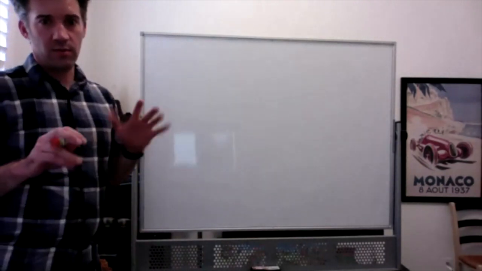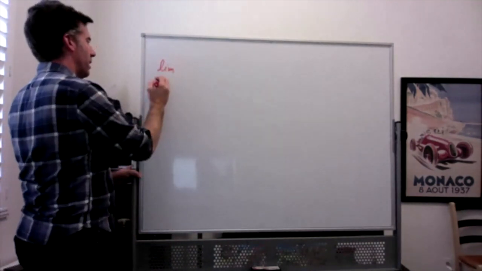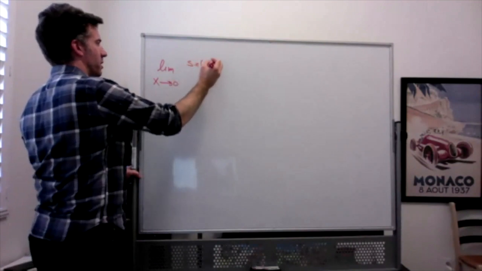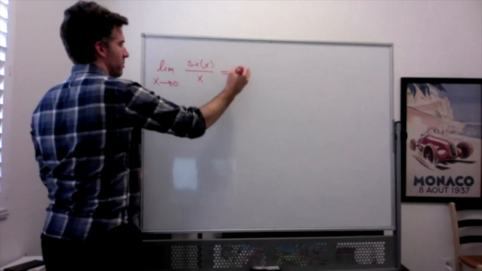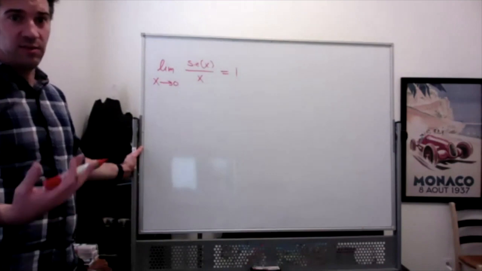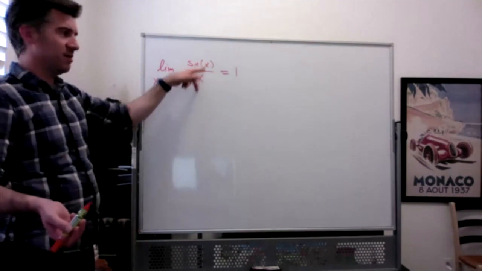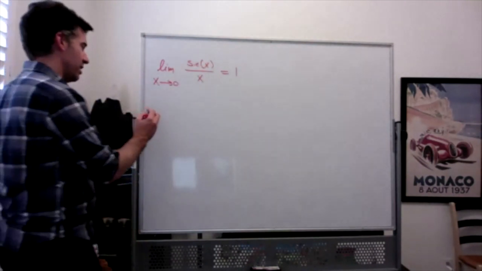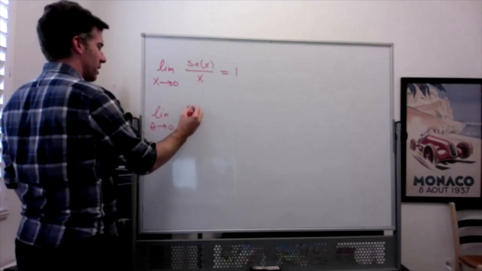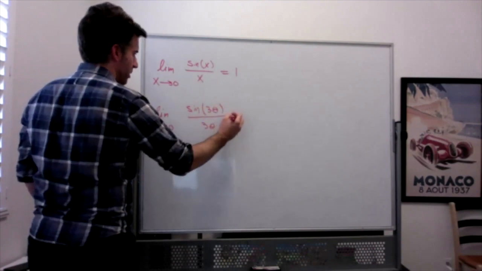So the big thing to remember is that the limit as something goes to 0 of sine of that something over the same something is equal to 1. And there's a lot of different ways this can be used. For example, this thing here doesn't have to be exactly the same as those things there. I could also say the limit as theta goes to 0 of sine of 3 theta over 3 theta is equal to 1.